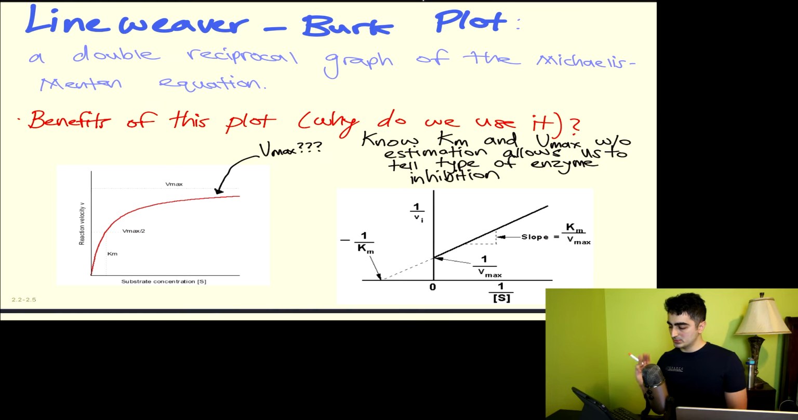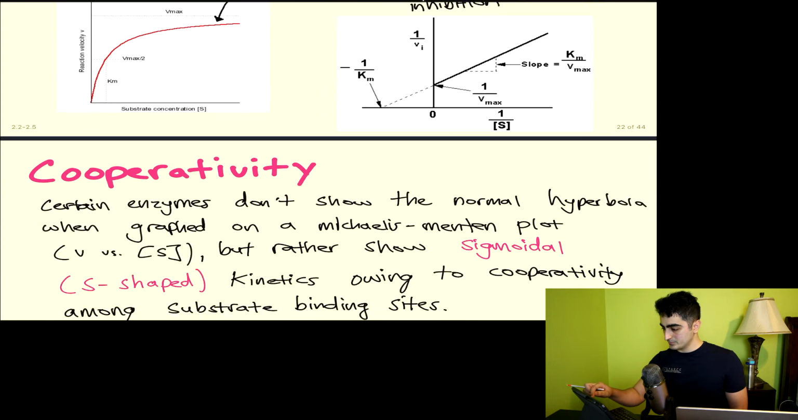Those are 3 important things to know, because later on we're going to talk about enzyme inhibitors. So molecules inhibit enzymes, and they change the Km and the Vmax of the reaction. So we're going to be able to tell if we have an inhibitor, what type of inhibitor we have for our enzyme.